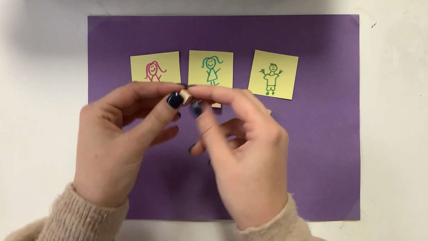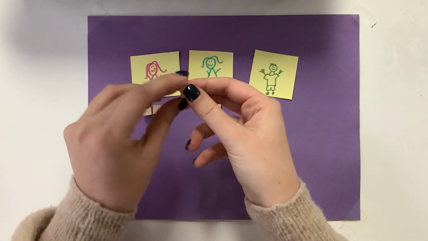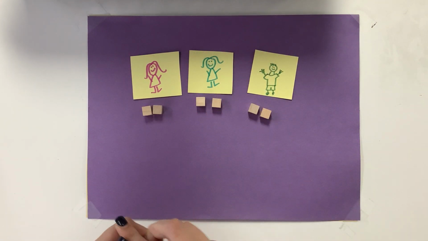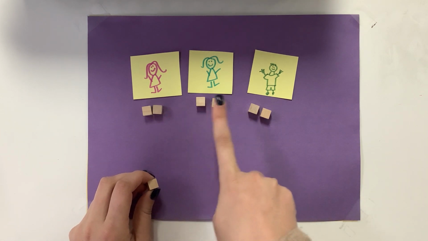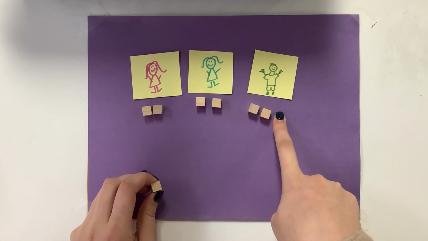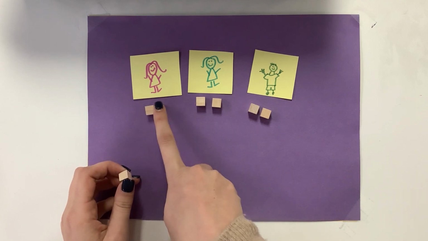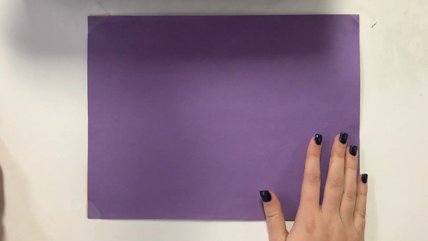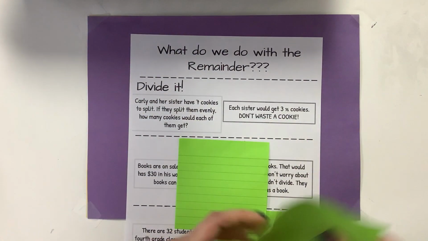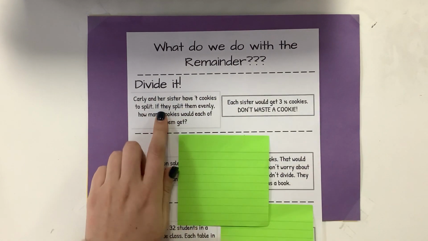So if I physically can't break this wooden block, but if I did, I would break it into 3 pieces. She would get 1/3, she would get 1/3, and he would get 1/3. So each kid would get 2 cookies plus 1/3 of a cookie. Now, that's the first option of things we can do with remainders. We can divide them. So here's another example.